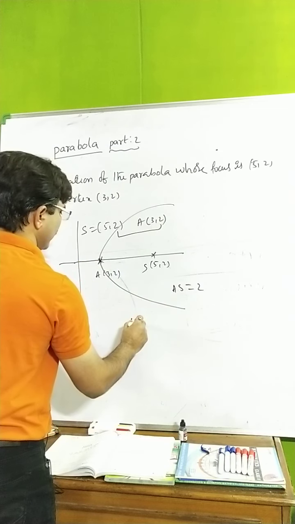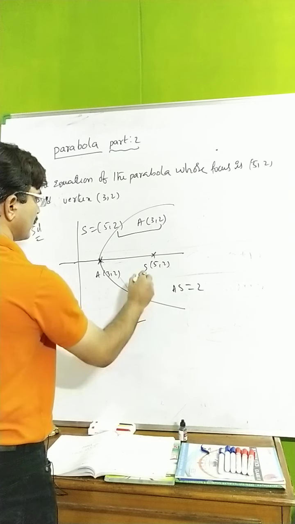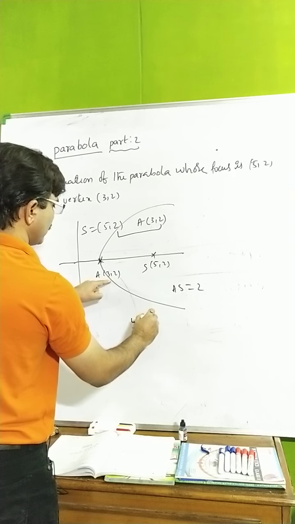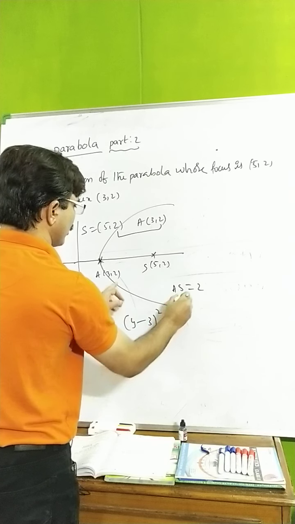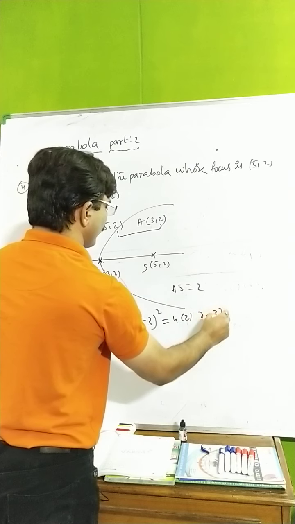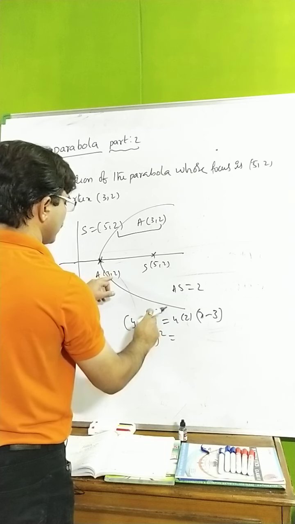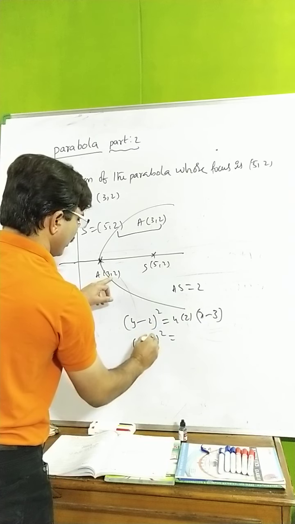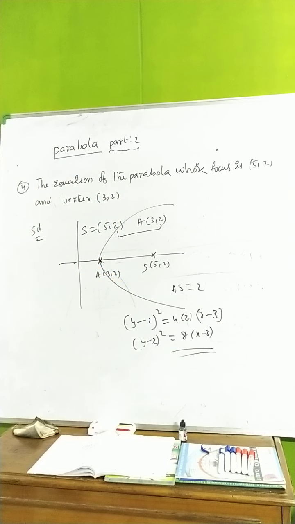Now here, y minus 3 whole square is equal to 4 into 2 into (x minus 3). We are getting like this. So y minus 3 whole square, not 3 sir, y minus 2 it is, sorry, y minus 2 whole square is equal to 8 into (x minus 3). We are getting like this. In this way we got it. Now see, like this we are going to solve when vertex and focus are given.